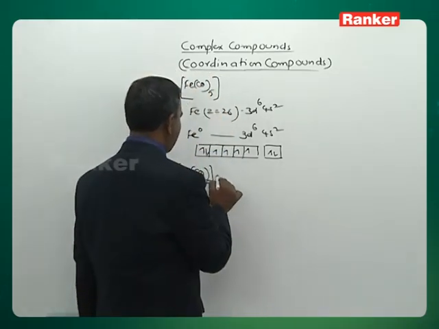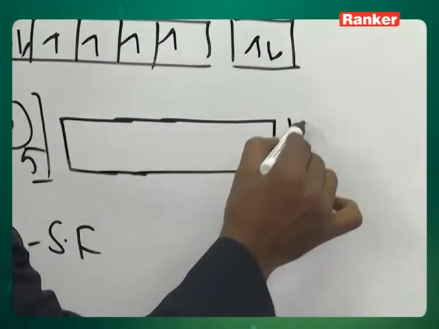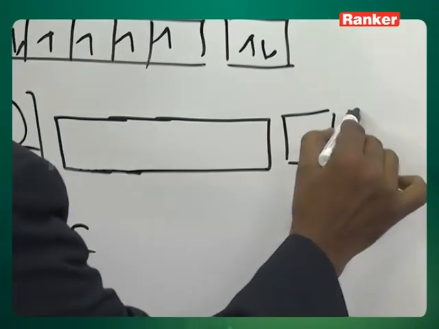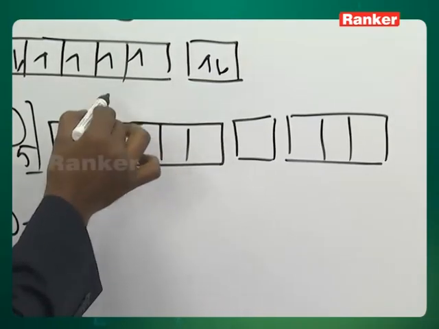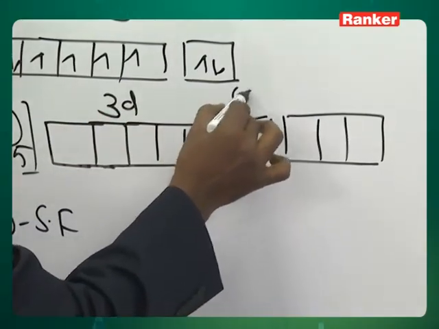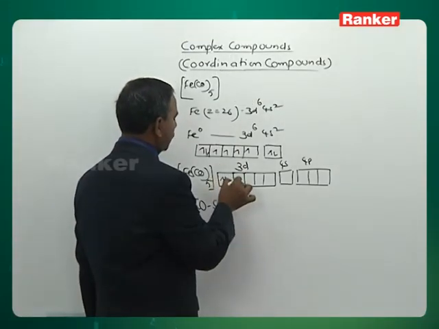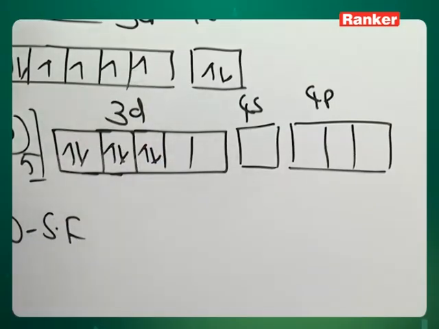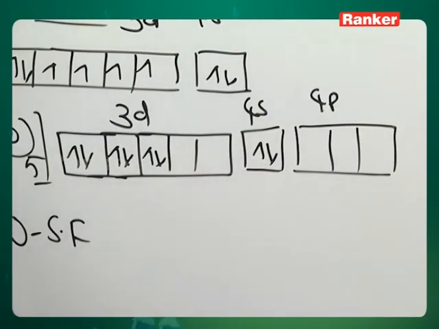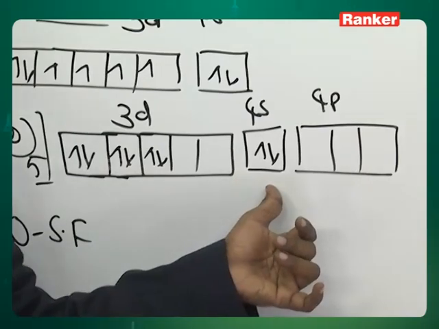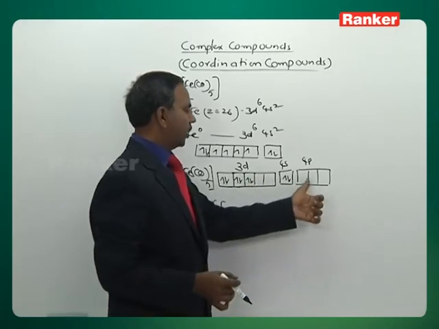Now let us see how the electrons are getting paired. See this 3d orbital, 4s and 4p. The 6 electrons are getting paired, right? 1, 2, 3, 4, 5, 6. Suppose the s electrons are there in the 4s orbital. Let us take it like that at the beginning. Then for coordination number 5, we require 5 orbitals. Yes, 1, 2, 3, 4, 5.